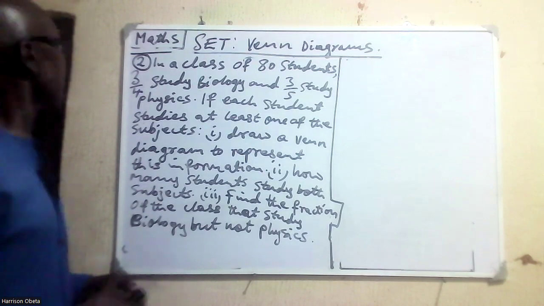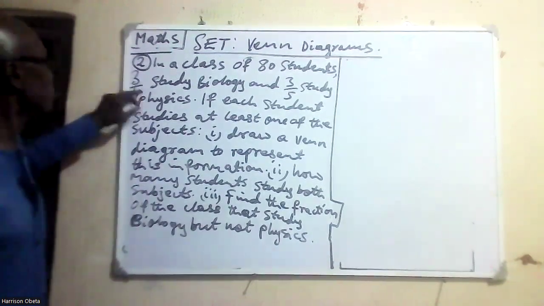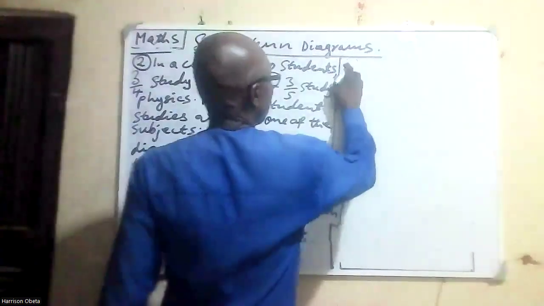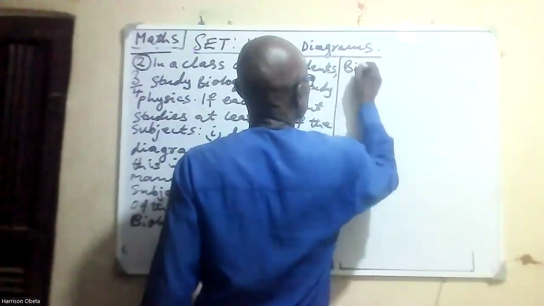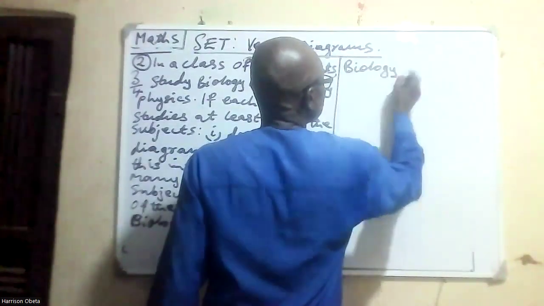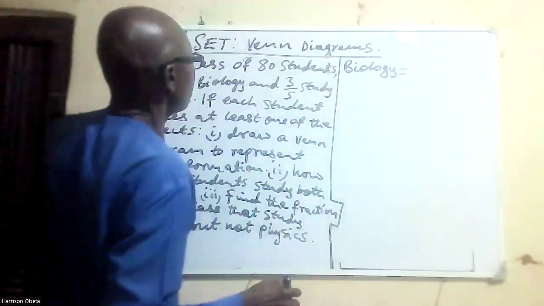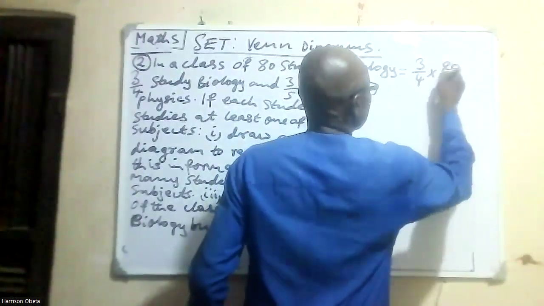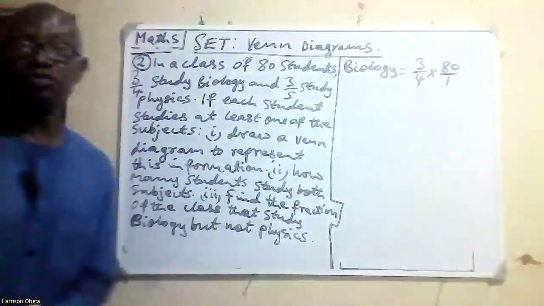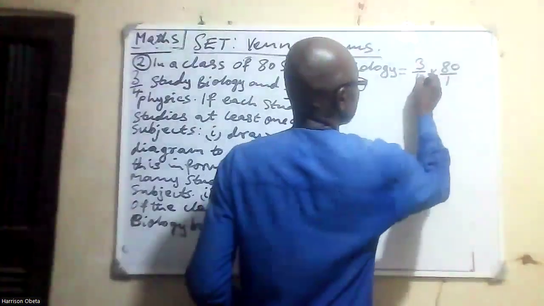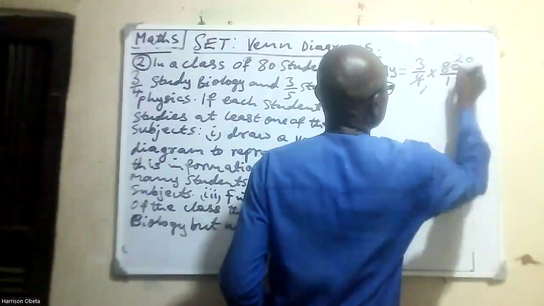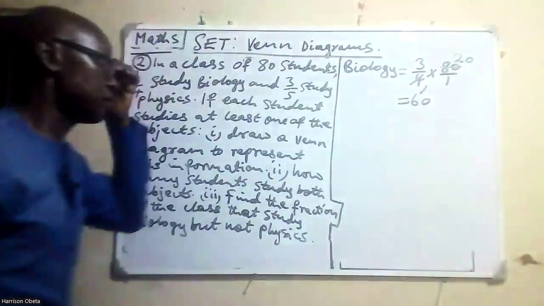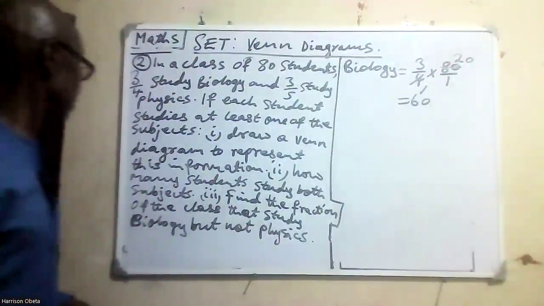The first thing to do is to find the number of students that study biology as well as physics. So we have biology first. Biology is 3/4. That should be 3/4 times 80/1. That's the total number of students in the class. Have this one. This is 20. And that is 60. So we have 60 students there that study biology.